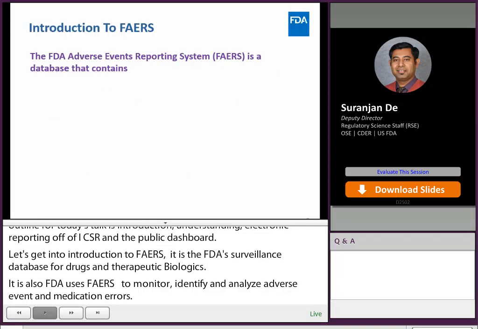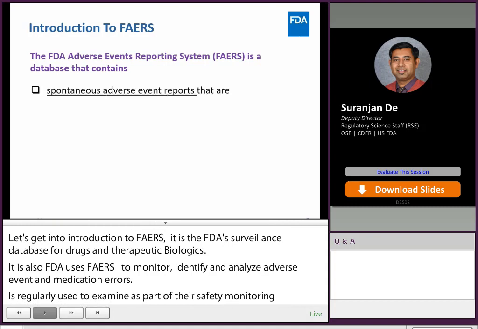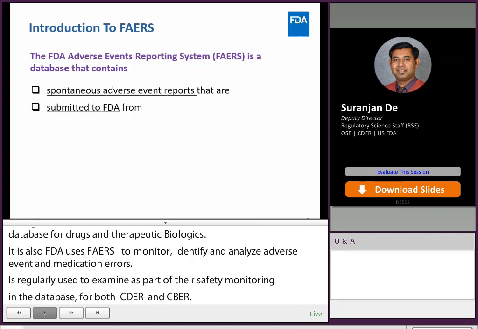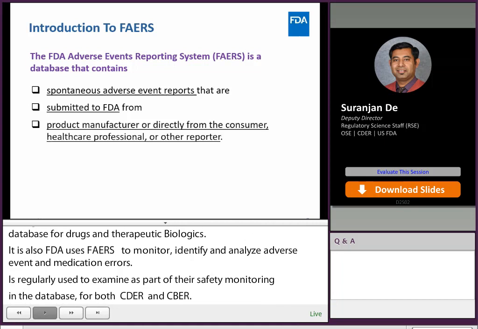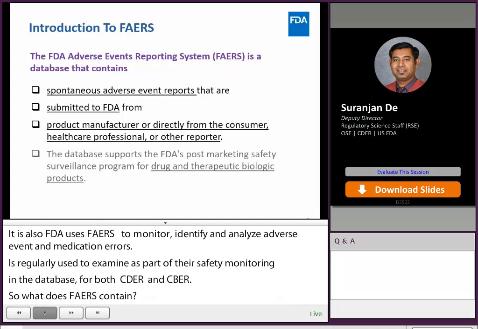So what does FAERS contain? It contains spontaneous adverse event reports that are submitted to FDA from product manufacturers or directly from consumers, healthcare professionals, or other reporters, and it supports FDA's post-market safety surveillance.